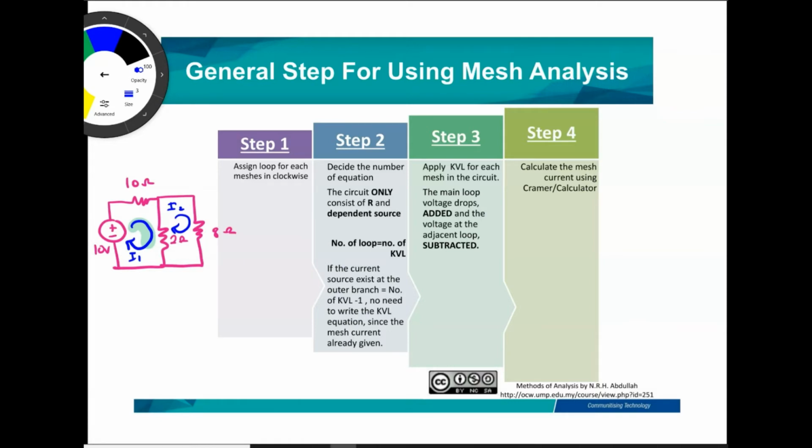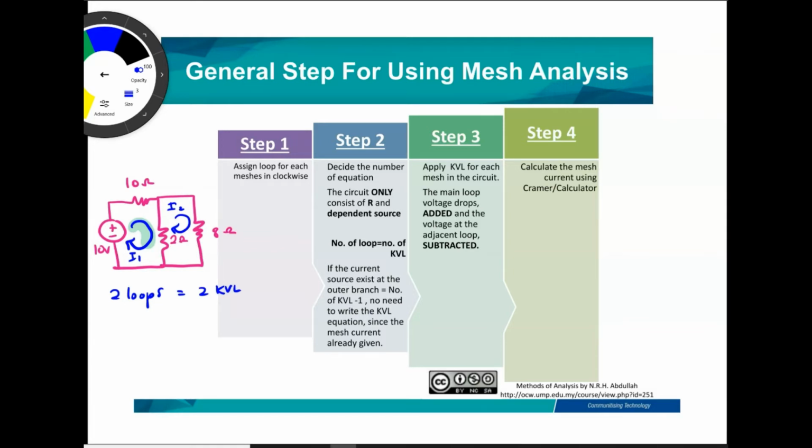For step number 2, decide the number of equations. The circuit only consists of R and dependent source. The number of loops is equal to the number of KVL. So, if we refer to this circuit, it means that it consists of two loops. Two loops. So, the number of KVL is 2 KVL.